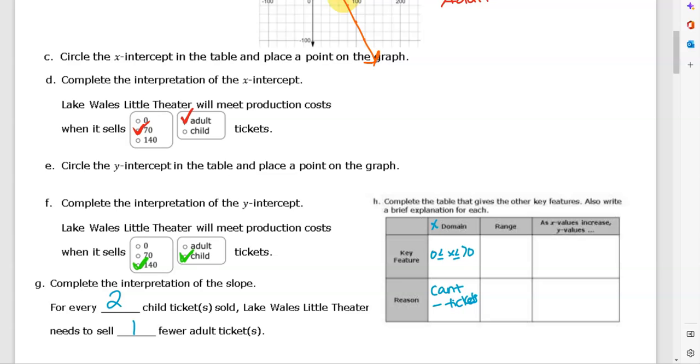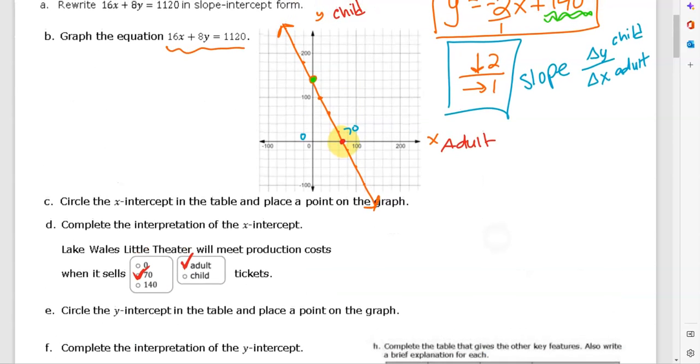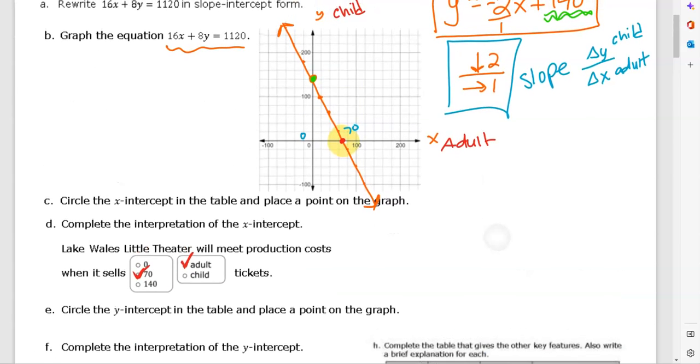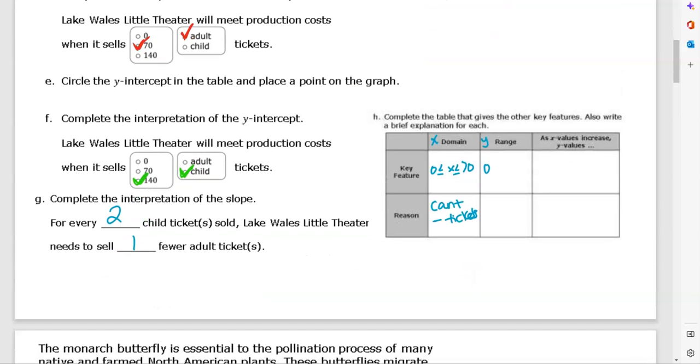My range is my Y values. So this is our child tickets, yeah? What's the least amount of child tickets that we can sell? 0. What's the most? 140. So for this particular problem, it's going to be between 0 and 140. And again, we can't have negative tickets, just like we said over there. And if we go beyond the 70 or go beyond the 140 for any of those, we lose profit, okay?